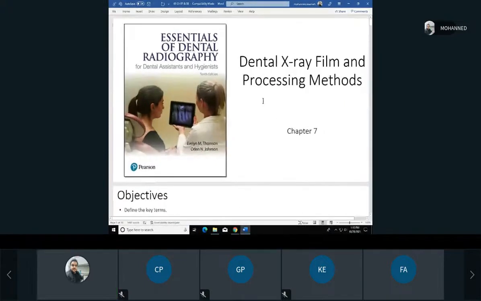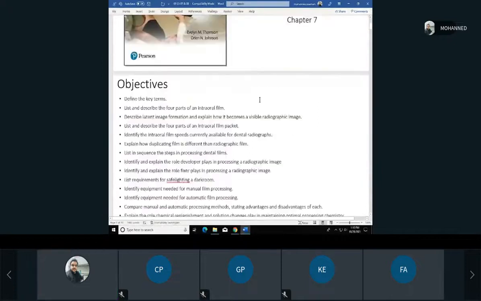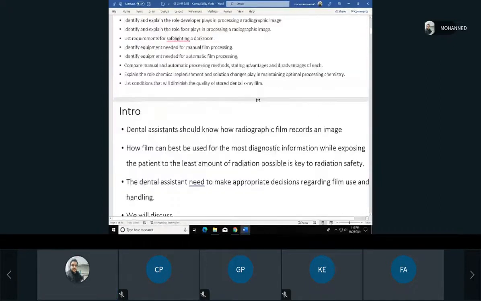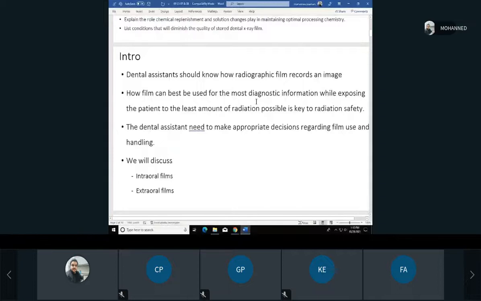So this chapter again is about the X-ray film and how we use to process it and what it is made of and all of good stuff. So at the beginning, as we said, we need to know more about that.